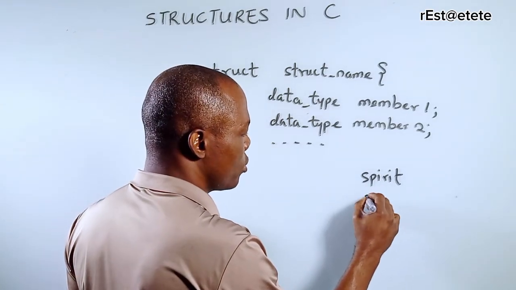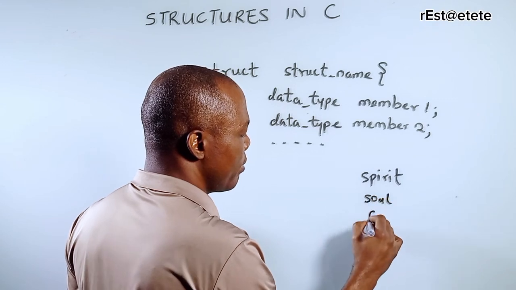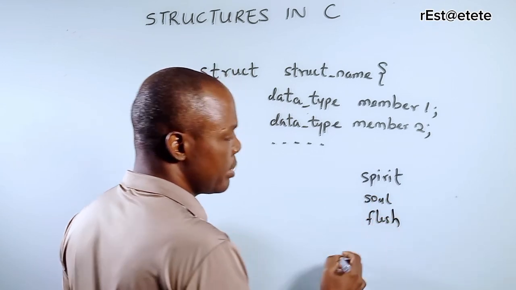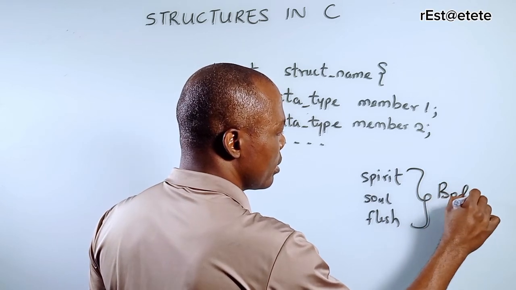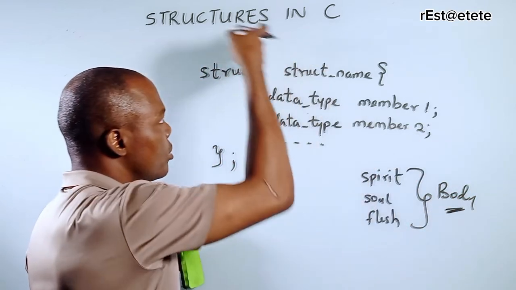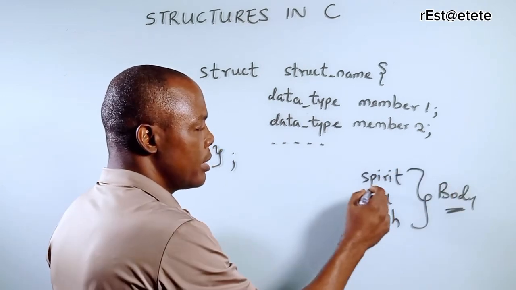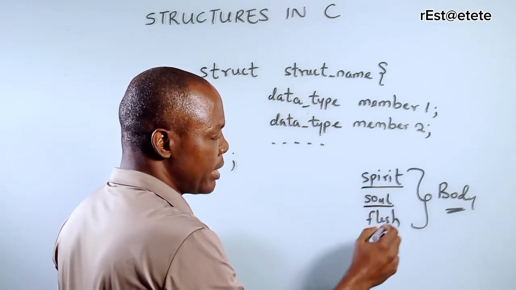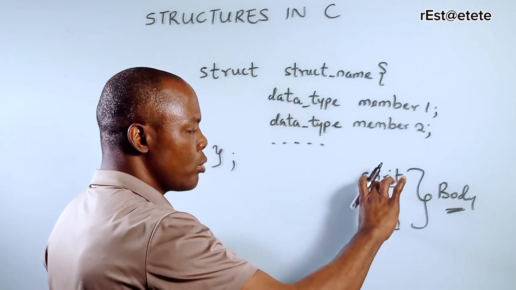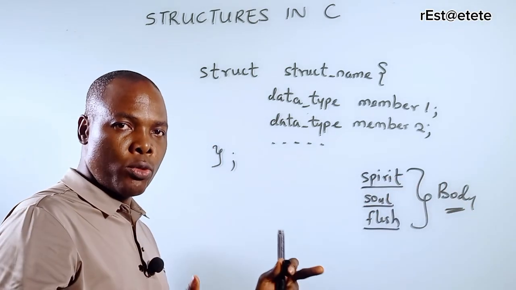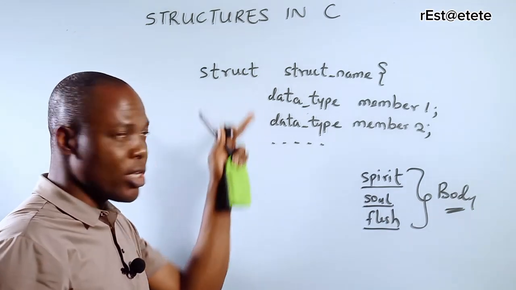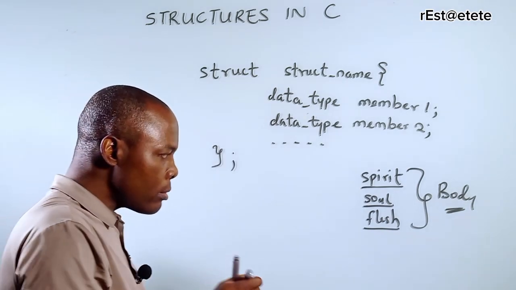Spirit, soul, and then flesh, right? So we are grouping this together as what? Body. So we can term this structure as what? The body. This is a data type, this is another data type, this is another data type, but you group them together as what? Body, which becomes an object in the physical space. That is the concept of this structure.